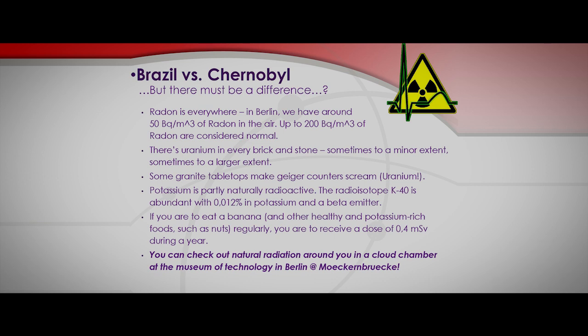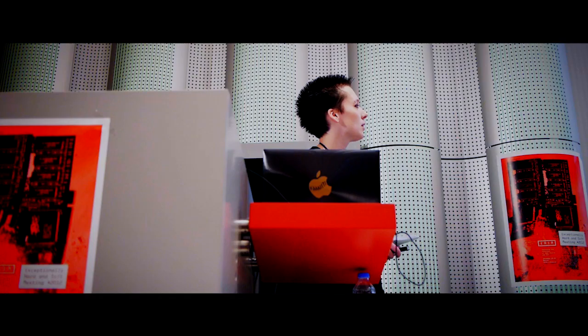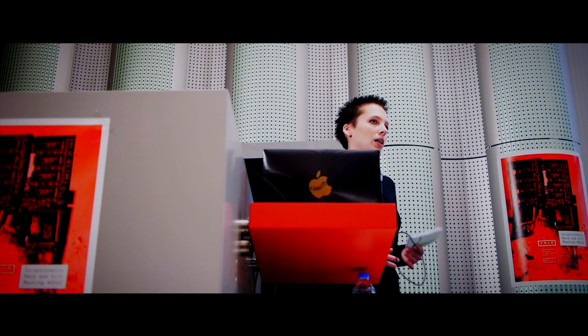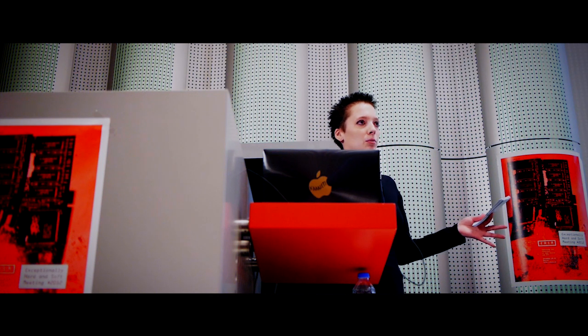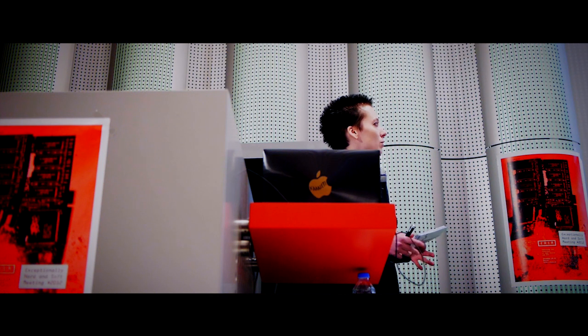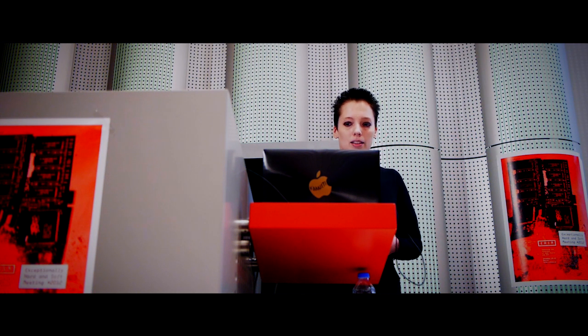And if you want to see more about these natural radiation levels, I suggest that if you have time you go to the Museum of Technology, which is located at Möckernbrücke. They have a large particle detector, a cloud chamber, where you can see all these tracks of ionizing radiation in a huge chamber. You can see just how intense these levels of natural radiation around you are. It's very fascinating to see.